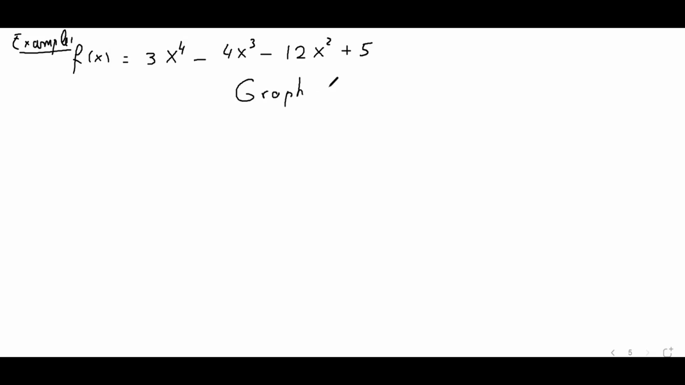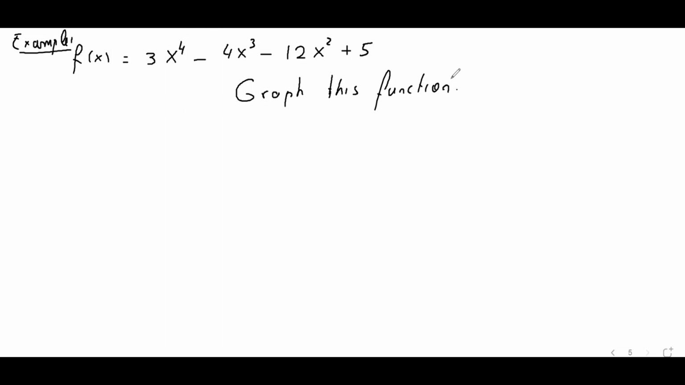I'm going to change pages here. I'm going to say here, f of x equals, so this is example 1. f of x is equal, and I'm going to copy the example, 3x to the 4 minus 4x cubed plus, I'm just going to copy the example here, folks, it's long, 12x squared plus 5. And it says graph this function. So let's figure out the graph of this function.